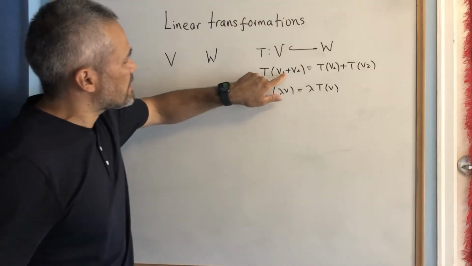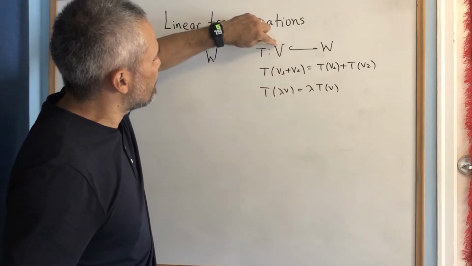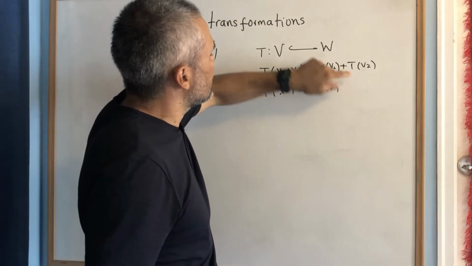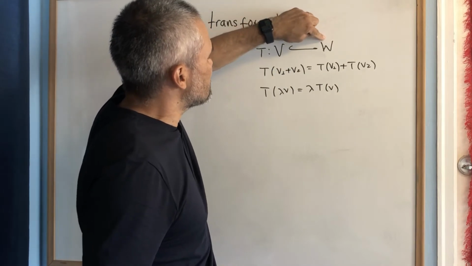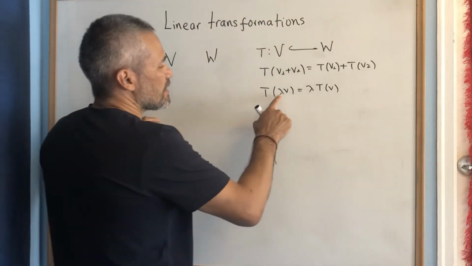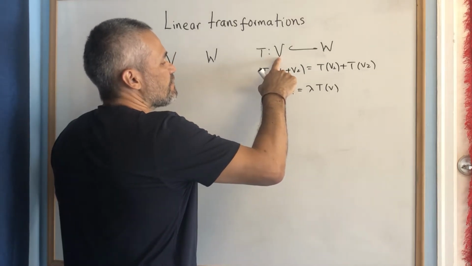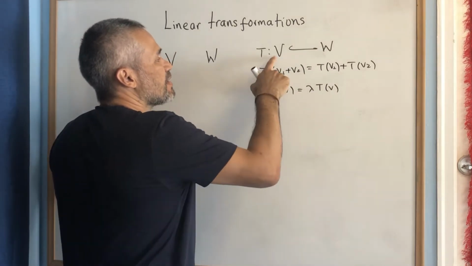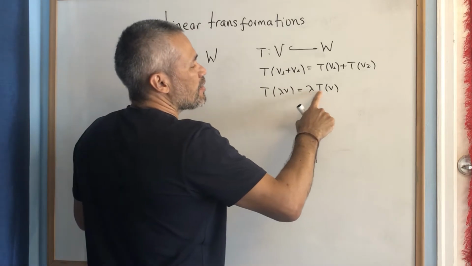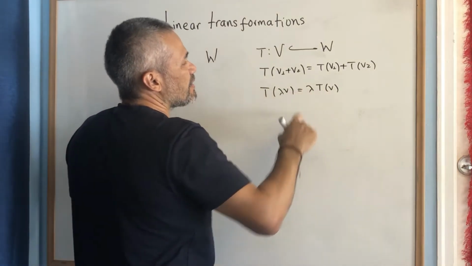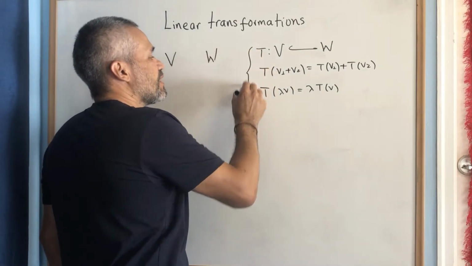Notice that this plus here is taking place in the vector space V, while this plus here is taking place in the vector space W. Same thing here. This lambda times v is taking place in the vector space V, it is the multiplication by a scalar in V, while here we are multiplying a vector in W by a scalar. Then this is the definition of a linear transformation.